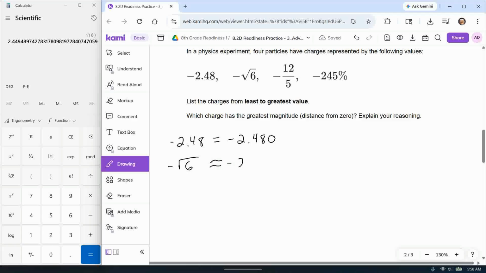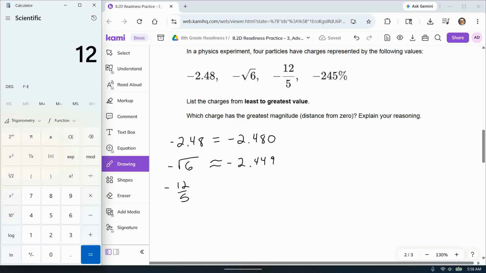So negative 2.449. Because that 4 in the 10,000ths is not going to do anything. Negative 12 fifths. So let's see what that is. All right, that's pretty easy. Negative 2.4, and I'll add some zeros. And then negative 245%.